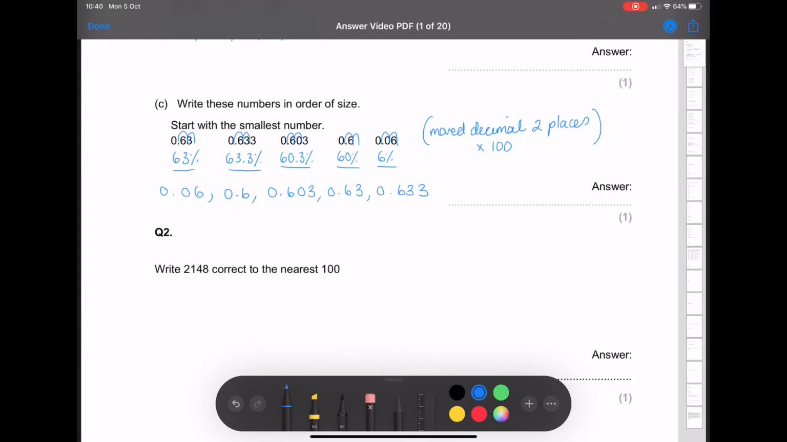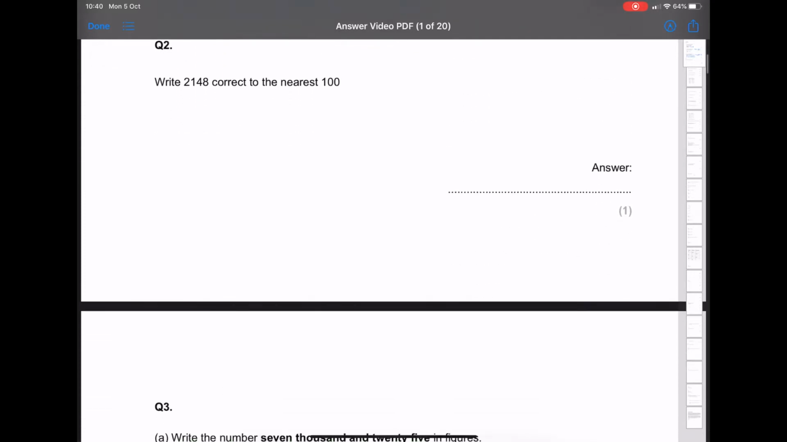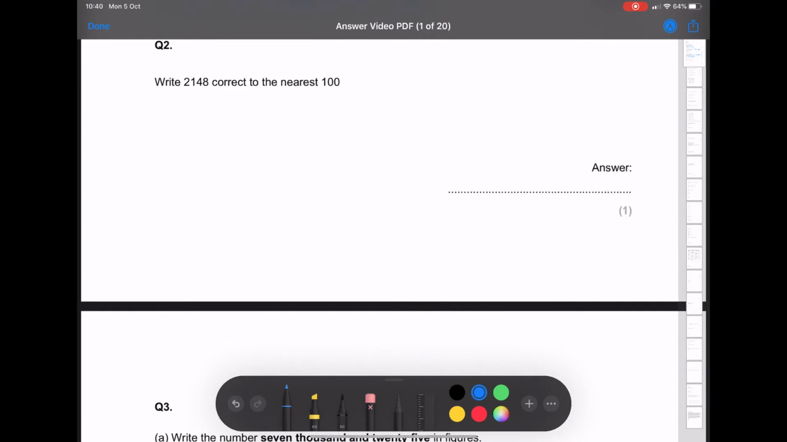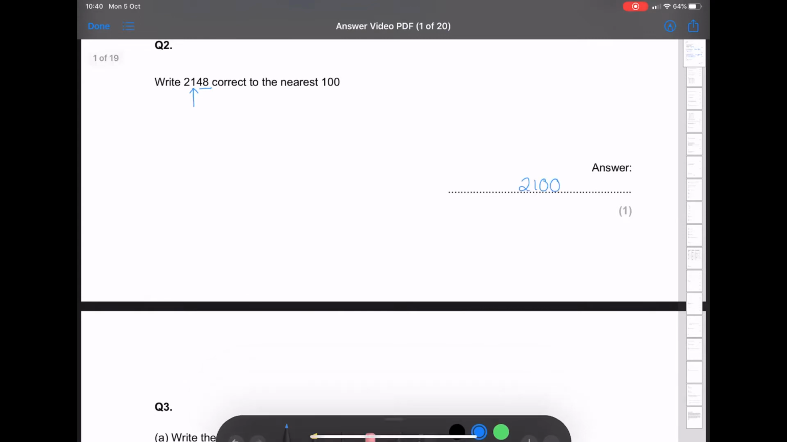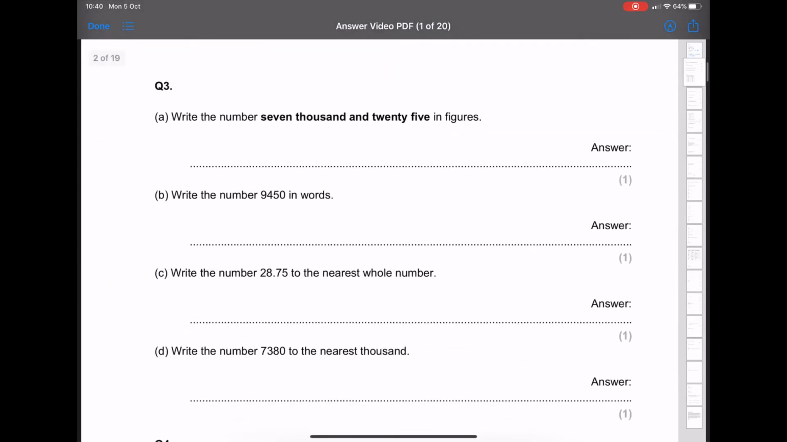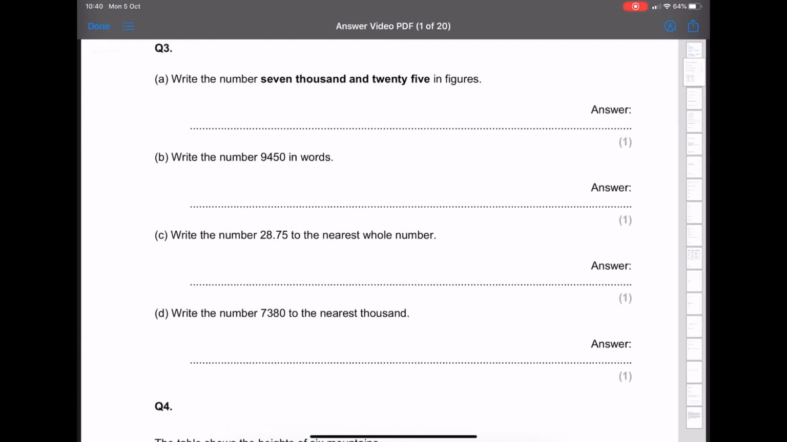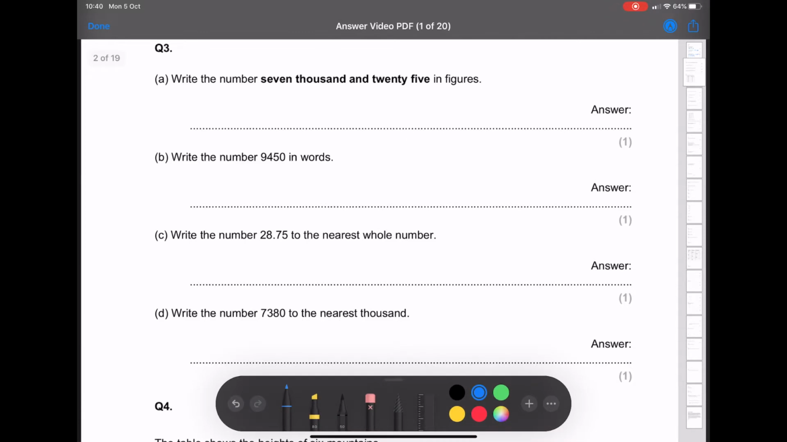All right. Next one then. Write 2,148 to the nearest 100. Well, it's 2,148. 48 is closer to 100 than 200. So 2,100 would be your answer. Again, most of you got all of these beginning ones correctly. I'm just going through them because it's necessary. Write the number 7,025 in figures. So you have 7,000, 0 hundreds, 2 tens and 5 units. Thousands, hundreds, tens, units.